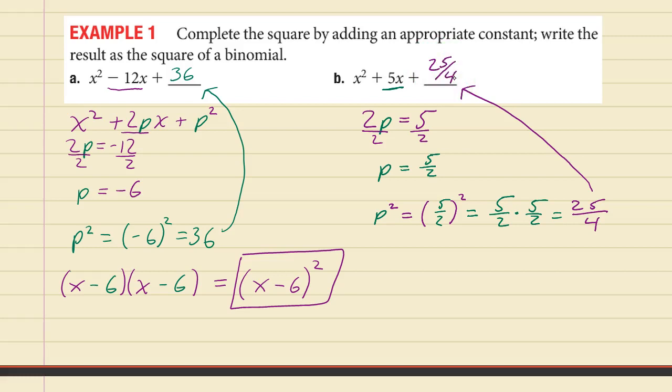And now that you have that, we can factor this by saying that it's going to be x plus 5 over 2 squared. And that is the factored form of this.